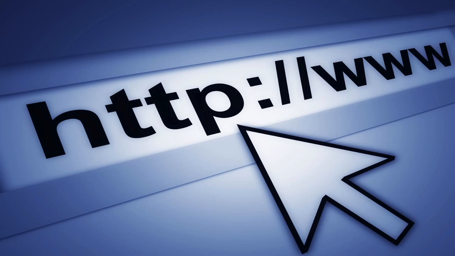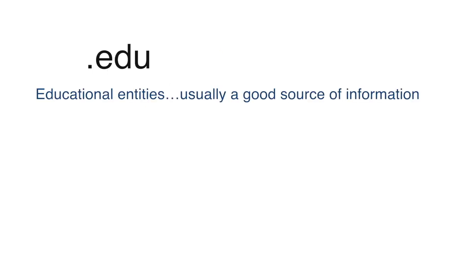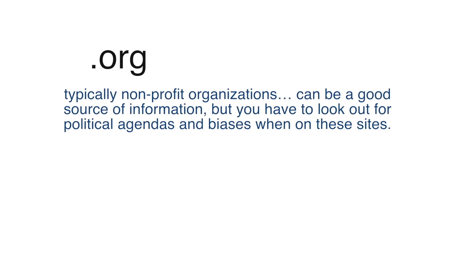If you're searching on the internet for sources, you can actually just look at the domain name and tell right off how credible a source is likely to be. For instance, .edu websites, those are educational websites. They're usually a good source of information. .gov are government websites, usually good, especially for statistical information. And .org are typically nonprofit organization websites done as a sort of public service.